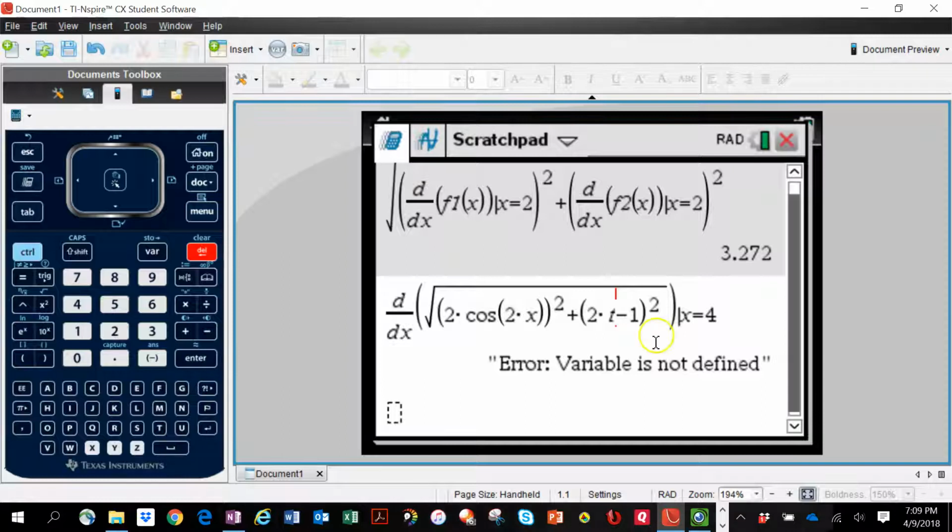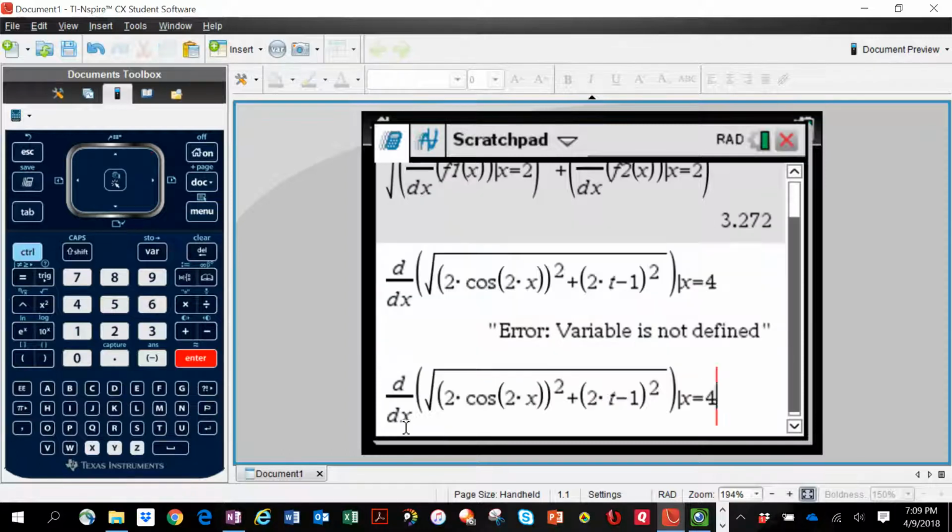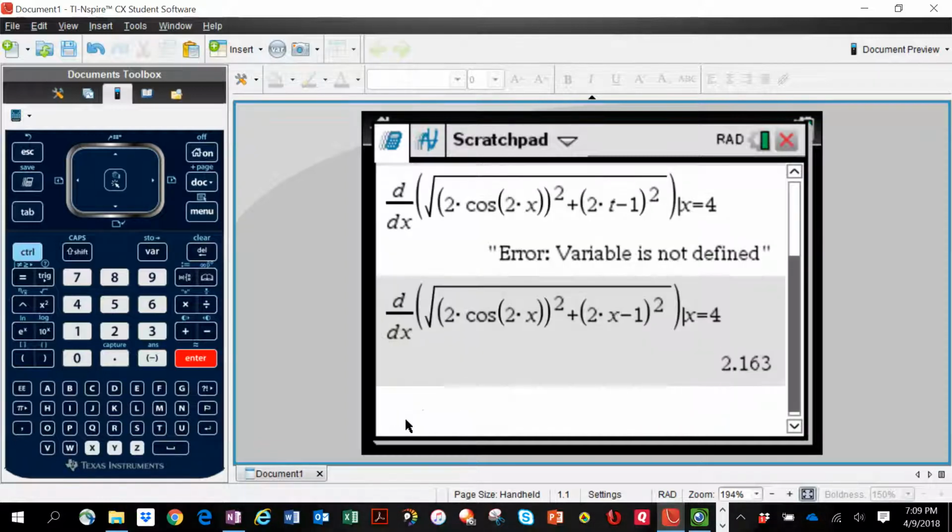It's not 2t minus 1. Shameful, Mr. DeRosier. It's 2x. So I'm going to highlight that, hit enter. That's the copy paste feature. Change this to 2x minus 1 and hit enter, and that is approximately 2.163.